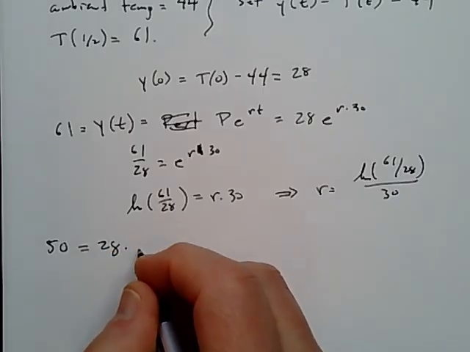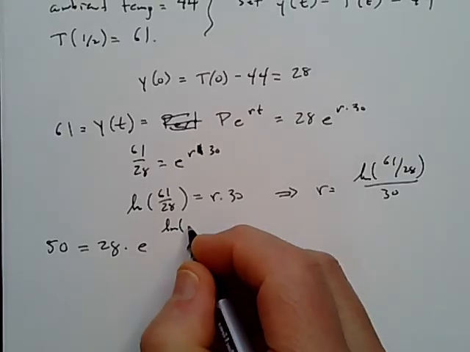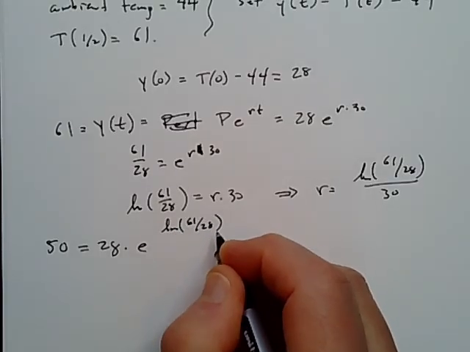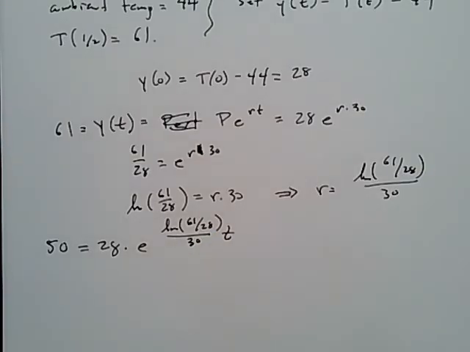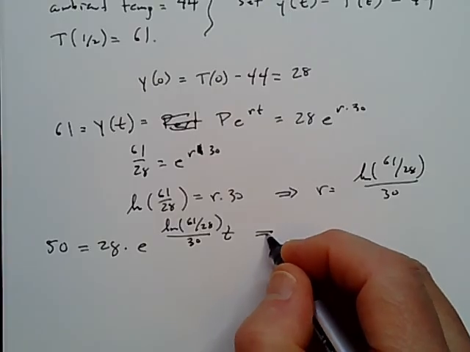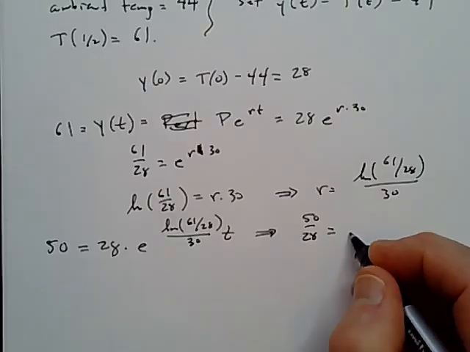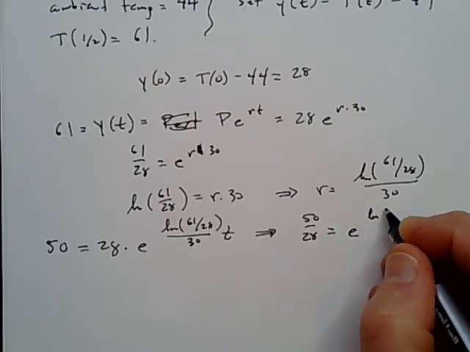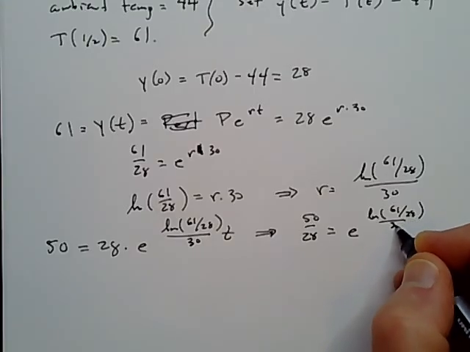So I'm going to answer that question by saying 50 is 28 times e to the, gosh, I've got to write this down. So it's ln of 61 over 28, all over 30, t, and I've got to solve that for t. Of course, there's only one variable in that equation, so I can do it. It's just going to take me a minute. Let's see. So what do I get? I get 50 over 28 equals e to that mess, ln of 61 over 28 all over 30 t.